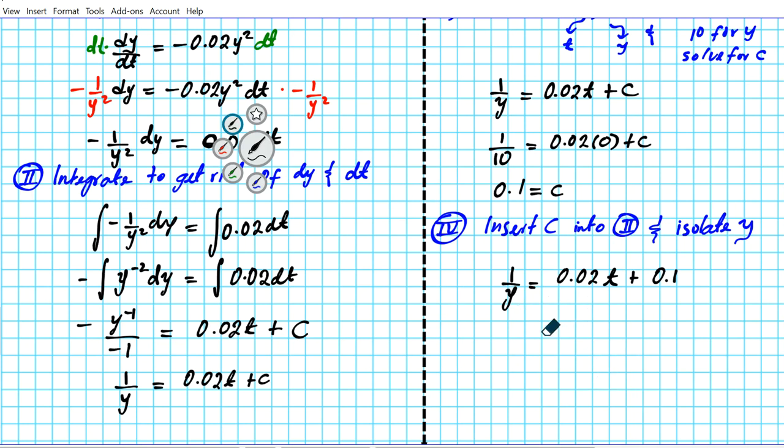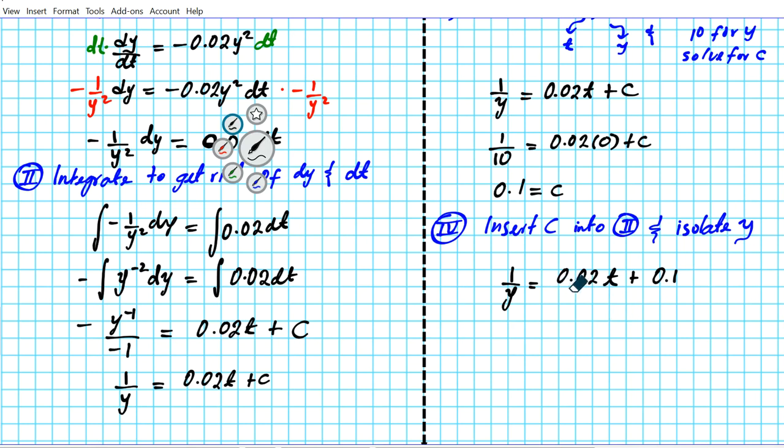Okay, now this is known as the general, it's the particular implicit solution. So we need to make it explicit. To make this explicit, we need to get y isolated. That's the isolation y step that we're talking about here. Okay, so to make that happen, it's not that crazy.